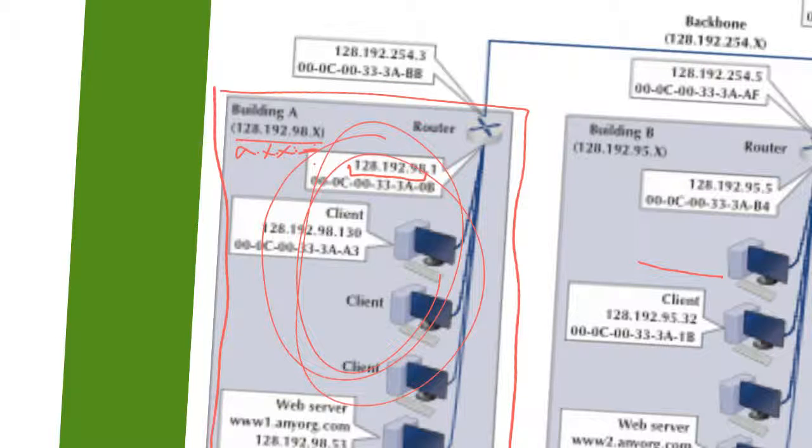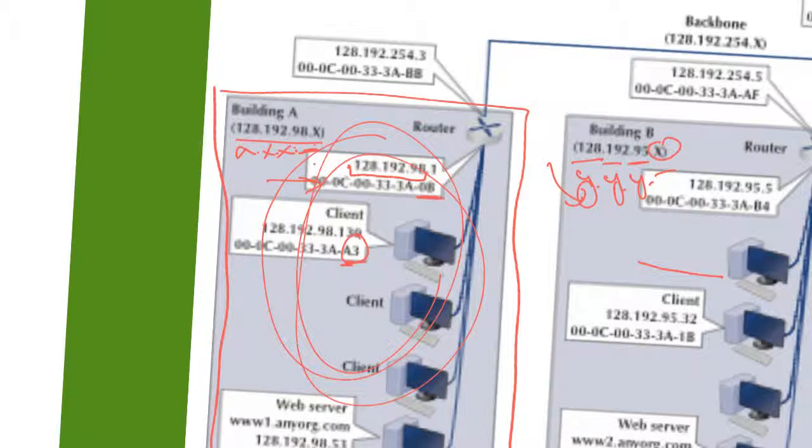Now, if you look at the second building, which is a separate network, it has a completely separate IP address, 128.192.95.x. I will refer to that as y.y.y. And each device has its physical address, or MAC address. In my example, just for simplicity, I will only use the last digit. So the first one, whatever that number is, 0B, A3, and so on.